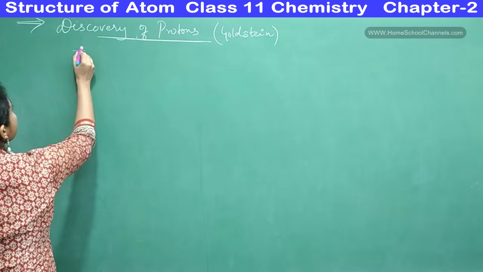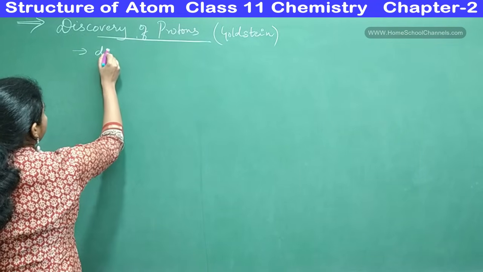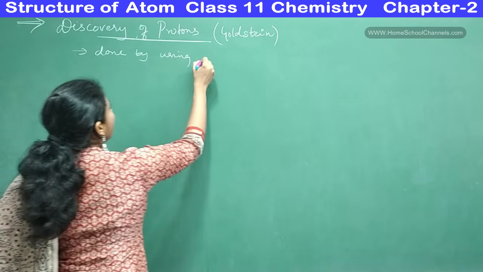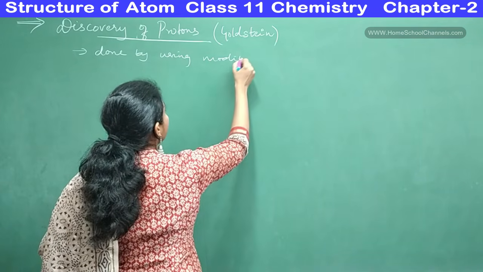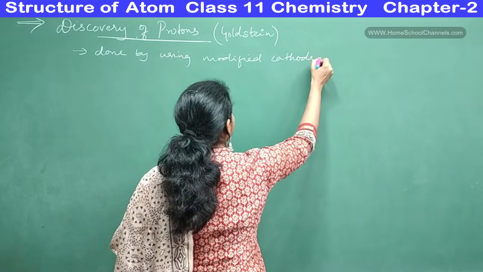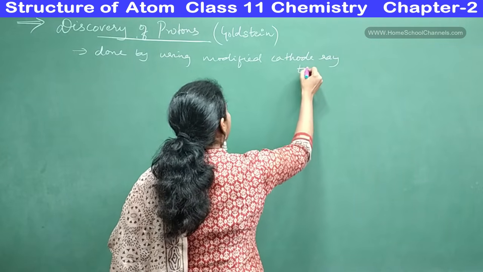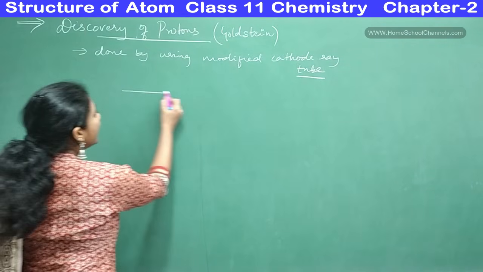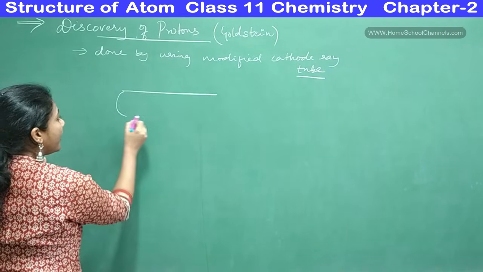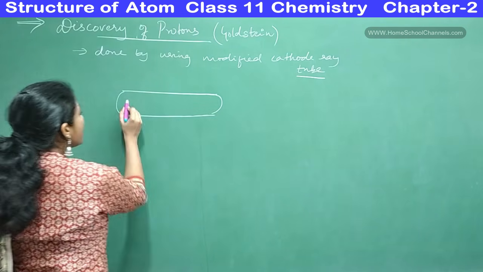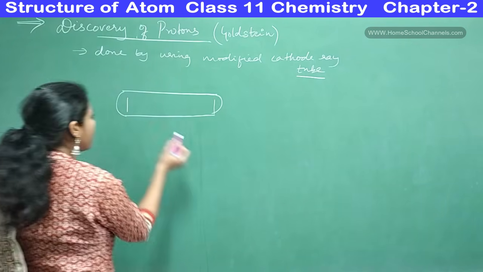So this discovery was done by using a modified cathode ray tube. That means, let me take a glass tube. We all have an idea about a cathode ray tube, right? So this is a glass tube, and it will have two electrodes, definitely.